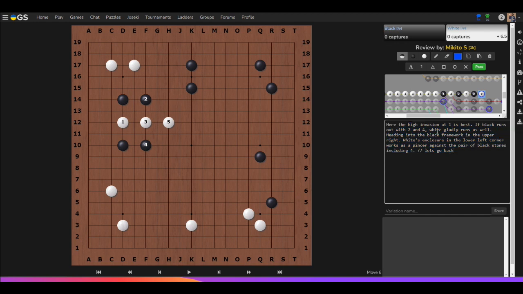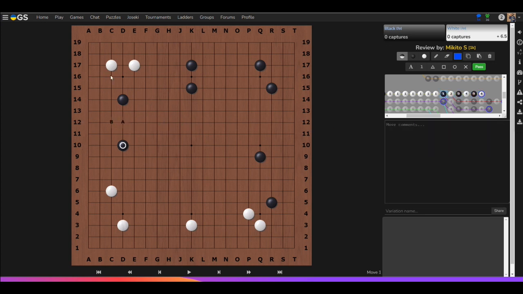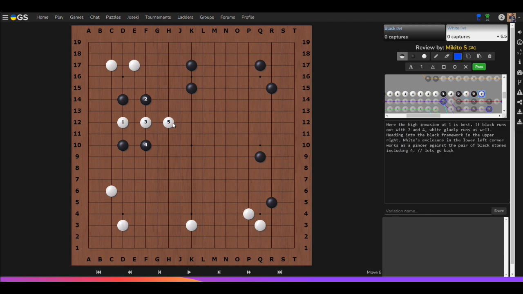Here, the high invasion at 1 is the best. So let's take a look. If we look at this as a whole, we have the setup of the game: this is the high three space extension. So if White plays A, Black jumps, White jumps, and then White jumps again. So here the high invasion at 1 is best.